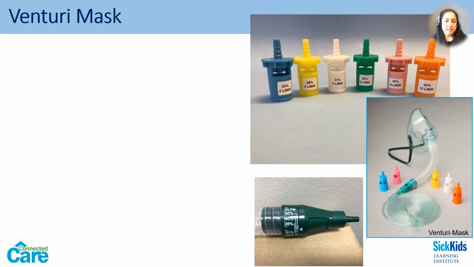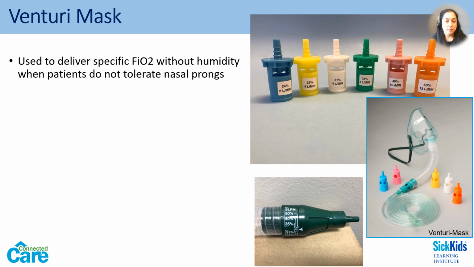A Venturi mask is the same idea as nasal prongs, but with a mask. There's usually no humidity provided with this setup, but it can be added if needed through a special connector. There are options to choose a colored connector of the desired FiO2 or a setting on an all-in-one Venturi device, anywhere from 24 to 60% oxygen.